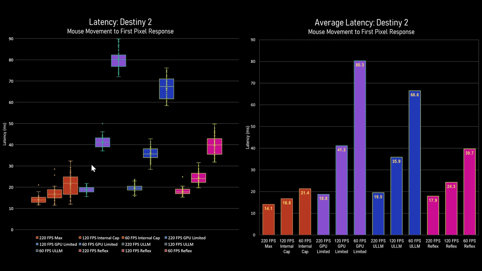40 milliseconds, though, is still about twice as high as in the non-GPU limited scenario, so you'd be better off staying away from that GPU limit to begin with. But Reflex works, and it's pretty amazing.